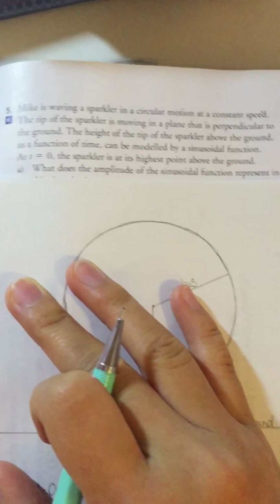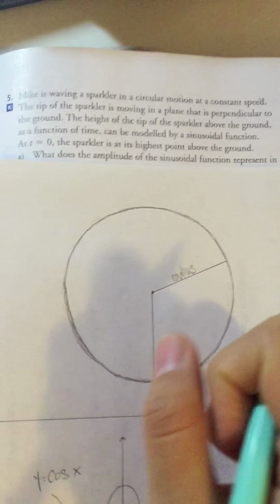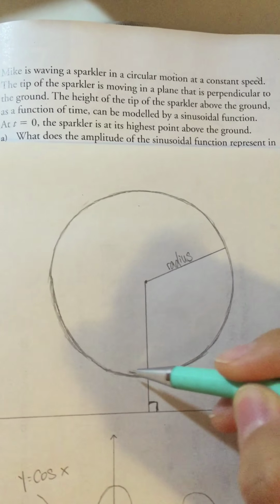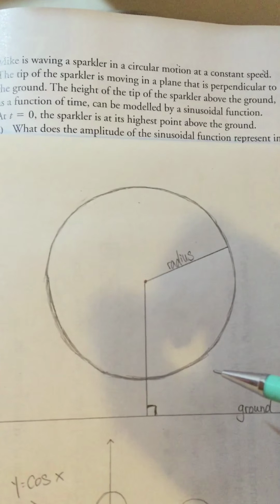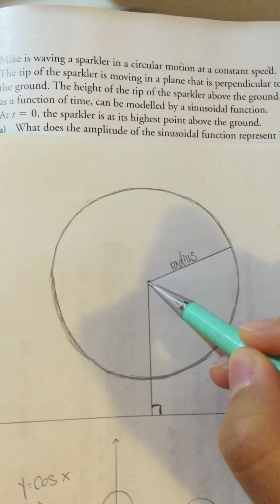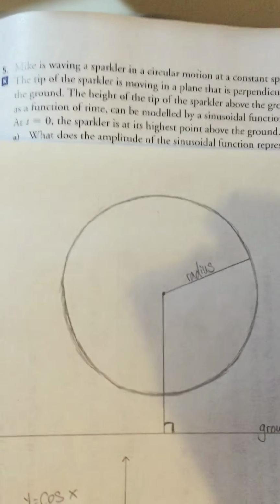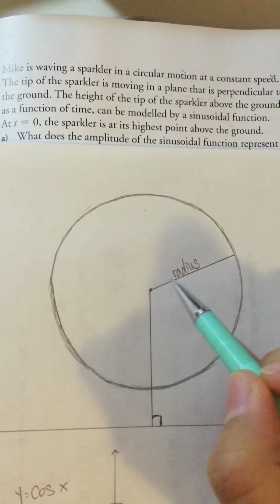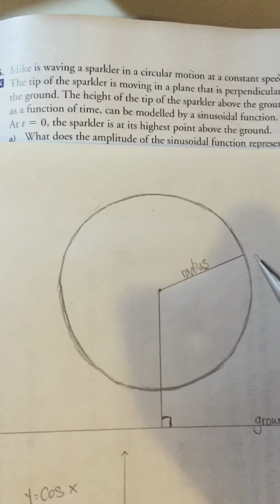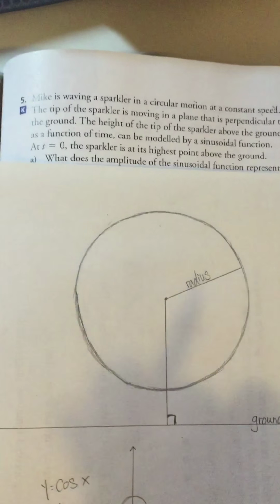So after we finish reading the question, we can first draw a circle on the paper and mark the center of the circle. And this is the radius of the circle. And now we can have a look at question A.